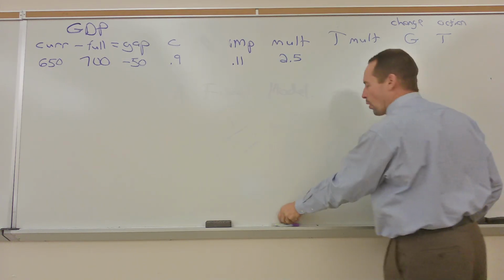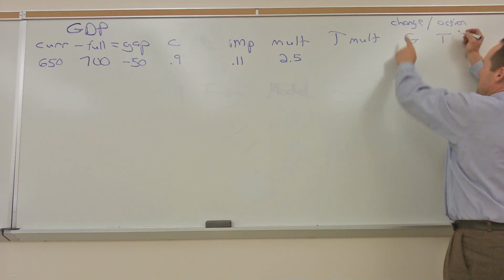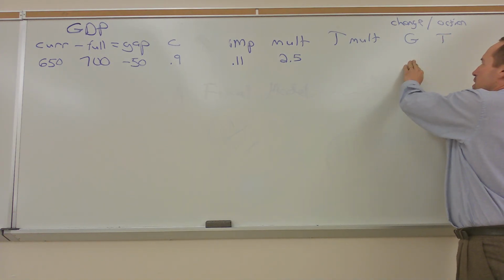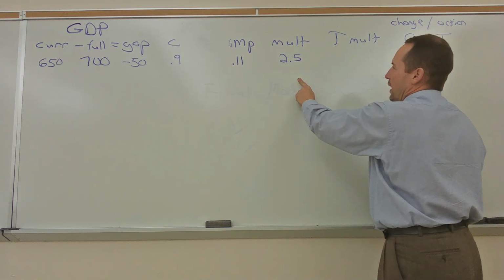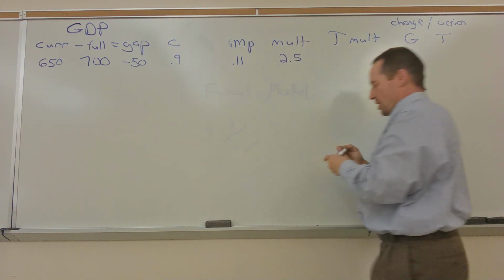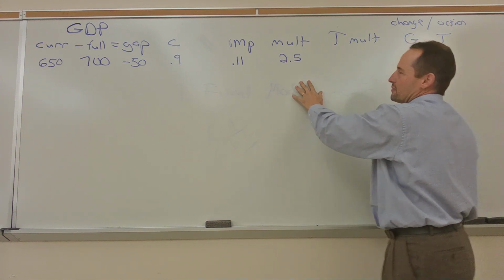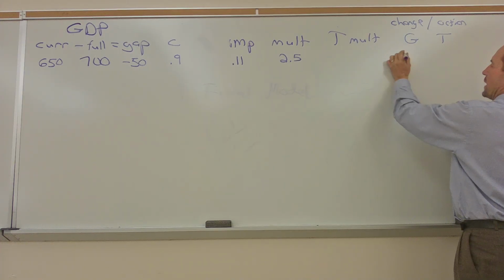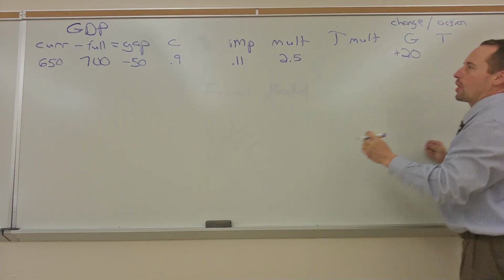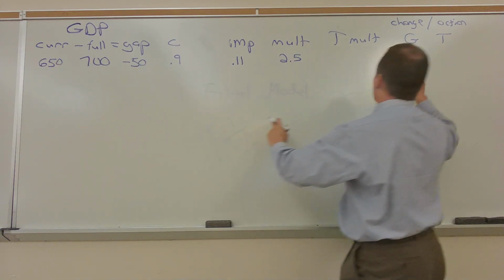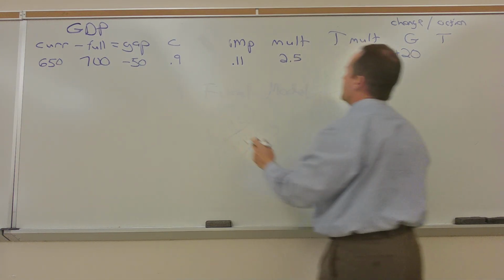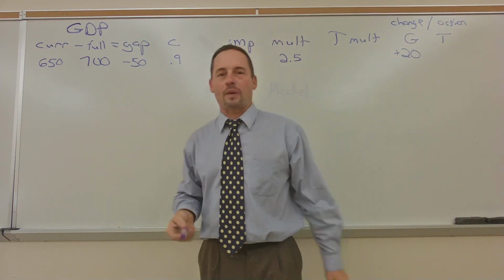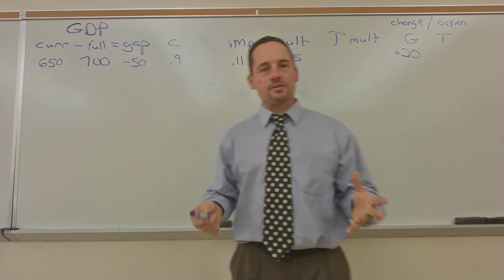Our change, or our action, I use change and action interchangeably. What must we multiply G by, times 2.5, to fill the gap of 50? So what times 2.5 equals 50? We all know that has to be plus 20. If the economy is 50 behind, 20 times 2.5 will plug 50. But look at this, we don't know the T multiplier, and because we don't know the T multiplier, we don't have a tax action.